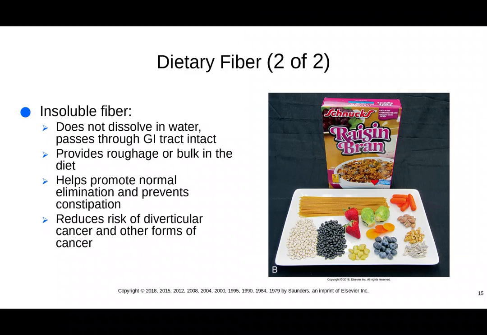Insoluble fiber does not dissolve in water, and so it passes through the GI tract intact, and it provides roughage or bulk in the diet. It helps promote normal elimination and prevent constipation, and it reduces the risk of diverticular cancer and then other forms of cancer as well.